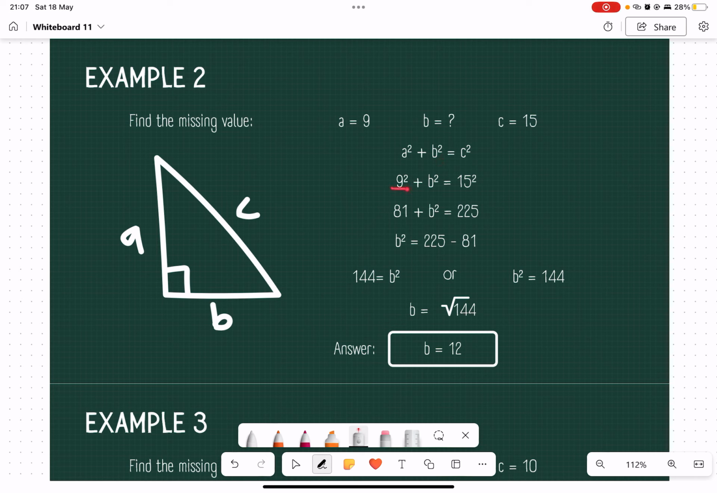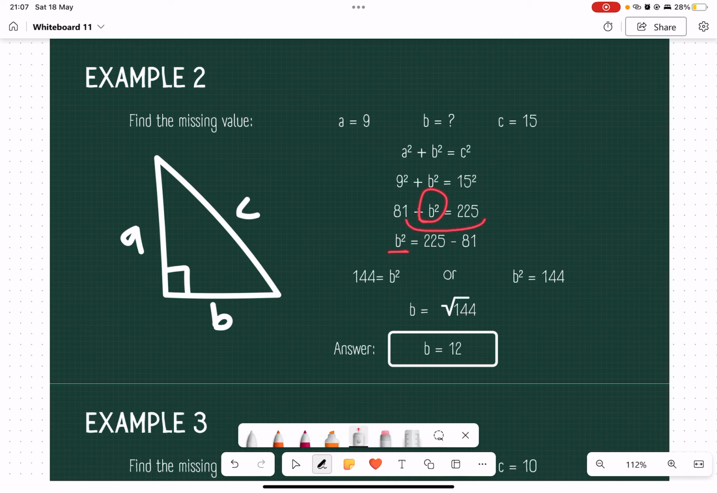I have A, which is 9, so I have 9 squared. B squared will just remain like that. C is 15, so we replace the C with 15. 9 squared becomes 81. 15 squared becomes 225. Alright? And then since I'm solving for B, I'm going to leave B by itself here.